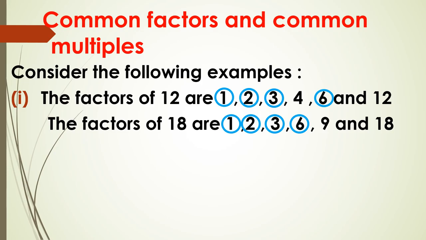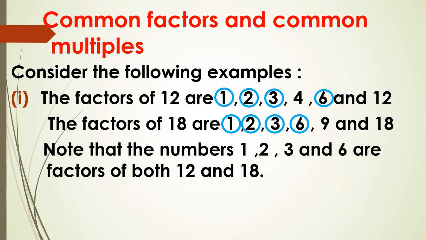Factors of 12 are 1, 2, 3, 4, 6 and 12. Factors of 18 are 1, 2, 3, 6, 9 and 18. Note that the numbers 1, 2, 3 and 6 are factors of both 12 and 18. Is it clearly visible? These are the four factors which are the factors of 12 and also of 18.